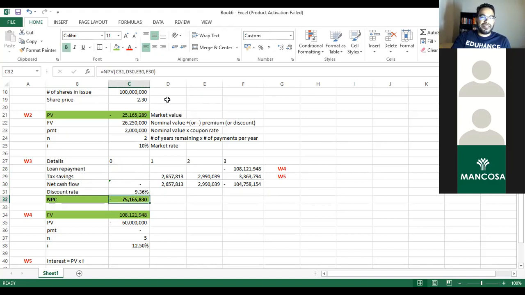Then to get NPV, I use Excel and the NPV formula. In the NPV formula, we put in the rate first, which is 9.36. Then I put in value 1, value 2, and value 3, and that gives me my NPV. My answer is going to be negative because the loan repayment is a huge negative number. But when we put it into the WACC calculation, we just want the fair value or market value of the finance, so we make it positive.